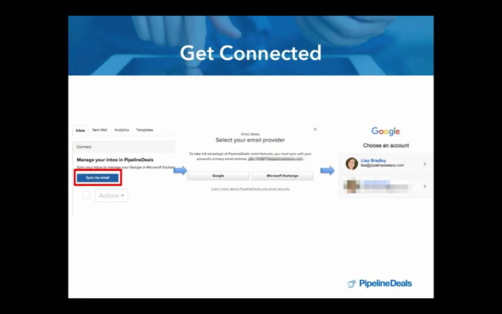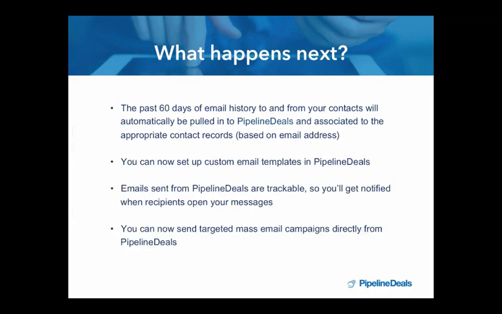So a few things will happen after that. The first is that the past 60 days of email history to and from your contacts will automatically be pulled into Pipeline Deals and associated to the appropriate contacts. So we'll find that contact record based on their email address and then log all those emails as activities.